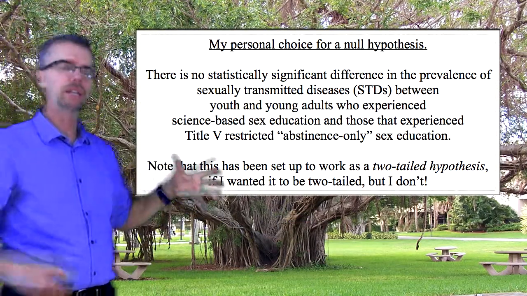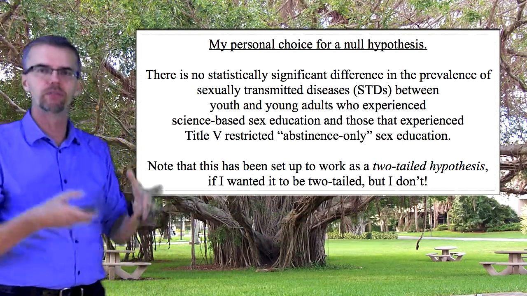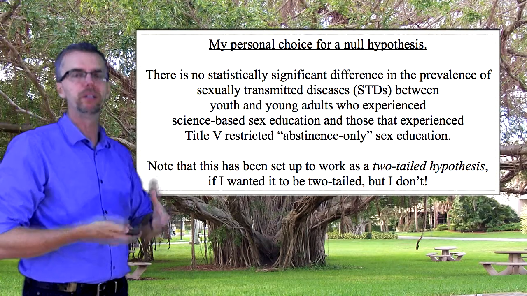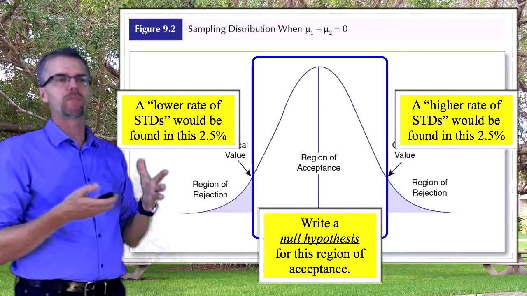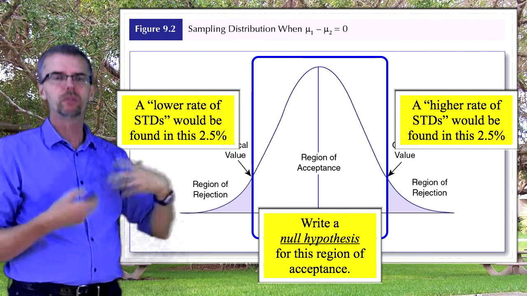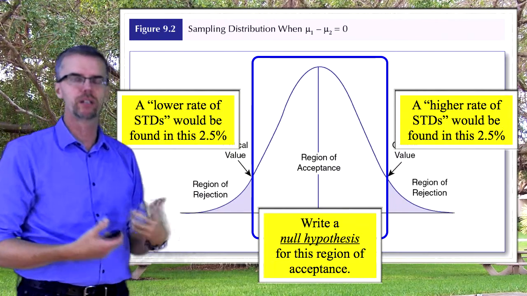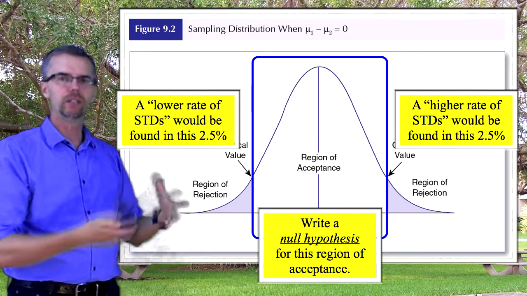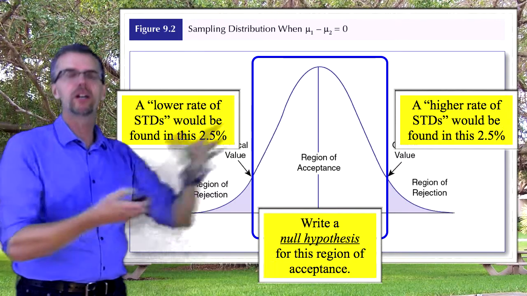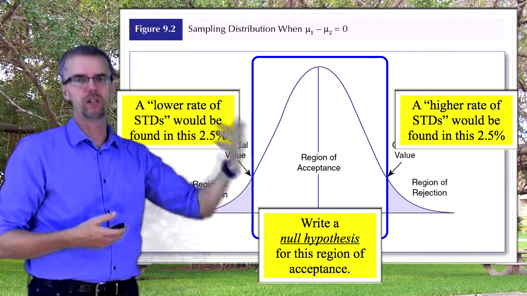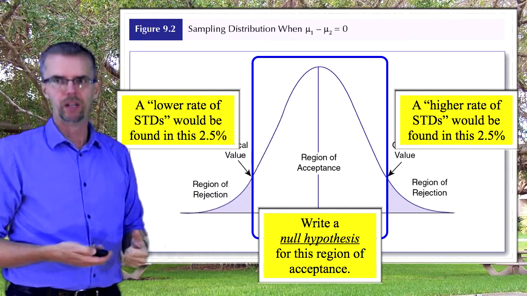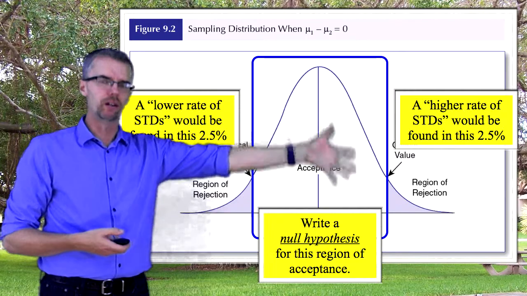It didn't define anything that was outside of a typical probability. Okay, so these probabilities that we have to work with, like flipping a coin, that's what your null hypothesis has to actually embrace: this probability that there's not going to be any difference between Title V restricted sex education and science-based sex education. So it's an absence of the alternative hypothesis.